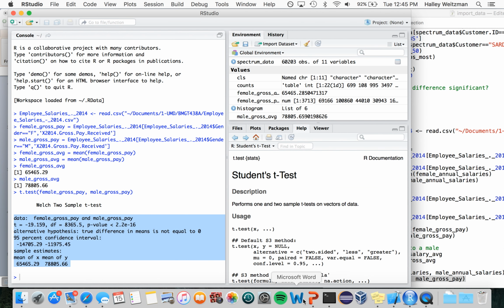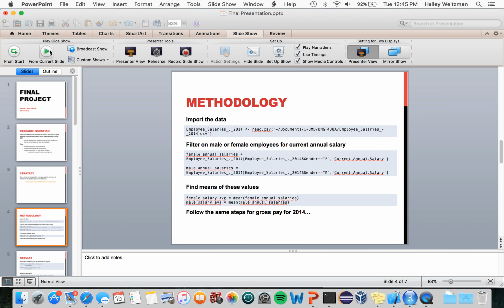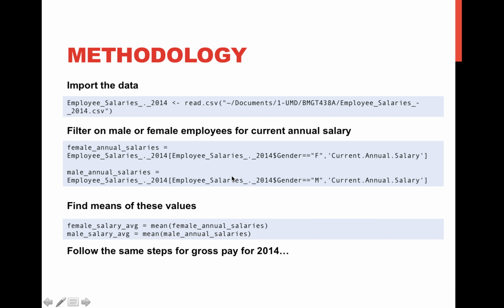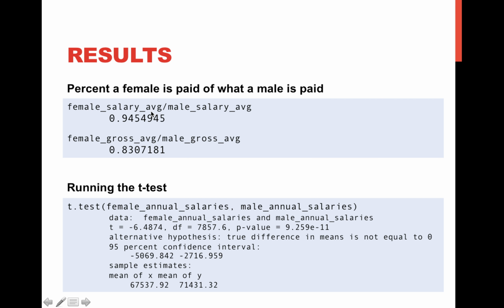So then going back to the presentation, when doing my own analysis for annual salary, I calculated the ratio: females were paid 94% of what males were paid for 2014, and then for the gross averages, females were paid 83% of what males were paid in the same year. And then here's the t-test information for when I ran it with annual salaries.